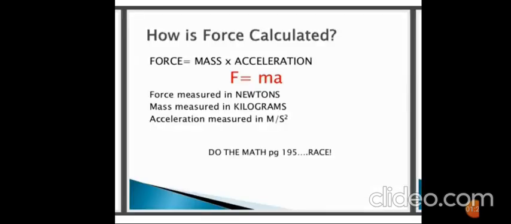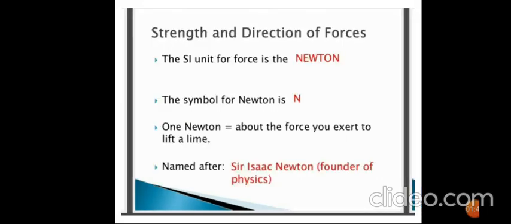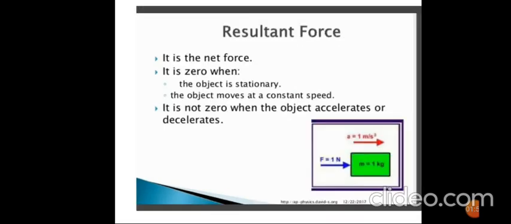How is force calculated? Force is equal to mass multiplied by acceleration. F = ma. F for force, m for mass, a for acceleration. Force is measured in newtons, mass in kilograms, and acceleration in meters per second squared. The SI unit for force is the newton. The symbol for newton is N. One newton is about the force you exert to lift a small apple.